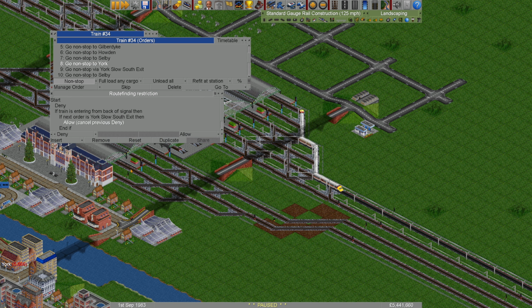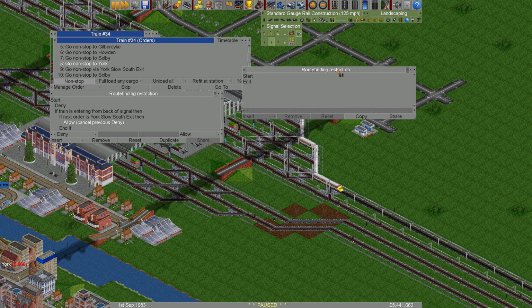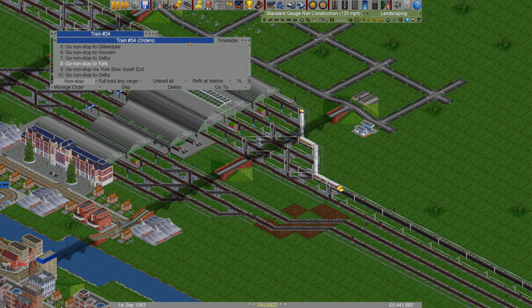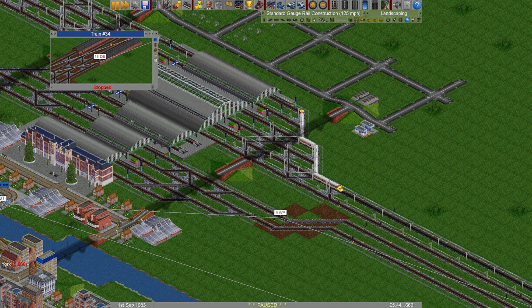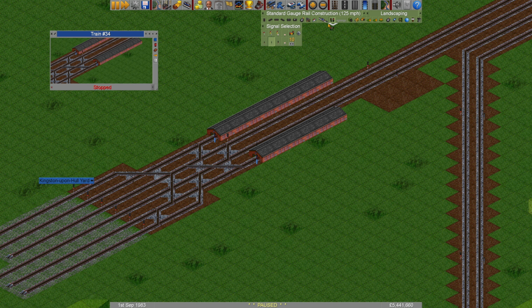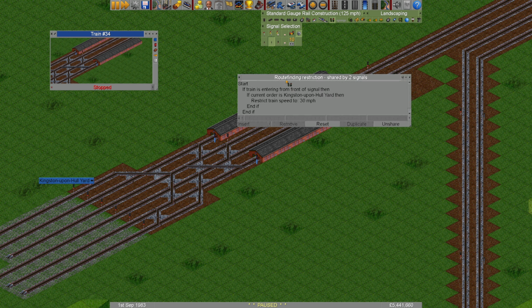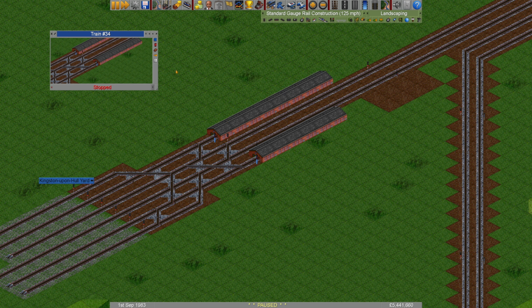So everyone gets denied unless the train's entering from the back and the next order is south slow exit. Okay, and then we can copy that or share that between those two. So it says there, shared by two signals. Okay, so slow exit, Selby, Howden, Gilberdyke, Brough. Unload. So that looks quite good. So let's see how that looks. And we've got speed restrictions over here, like we did before. So let's see what this looks like then.